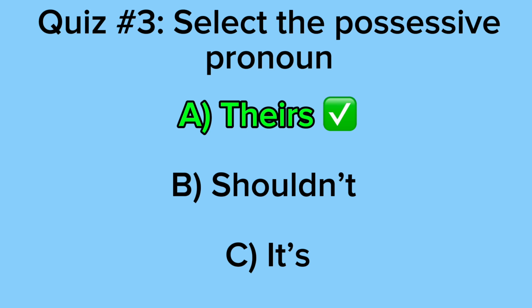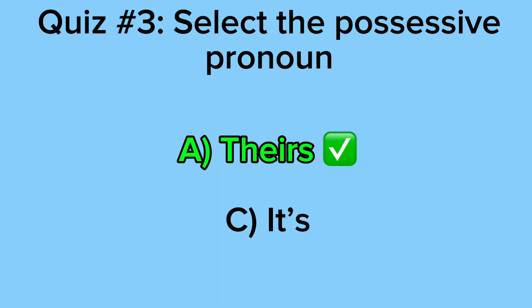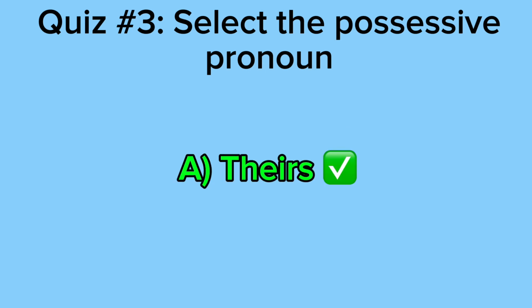So the answer can't be B because shouldn't is a contraction word. It's the same as saying should not. And the answer can't be C either because it's is a contraction word, the same as saying it is.